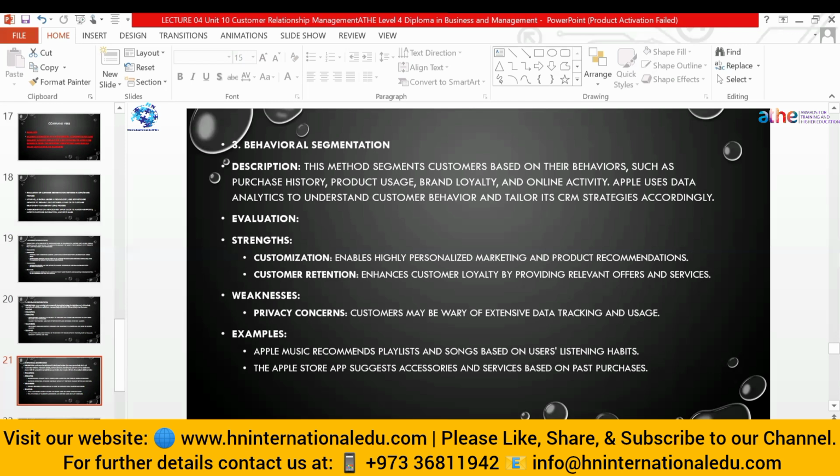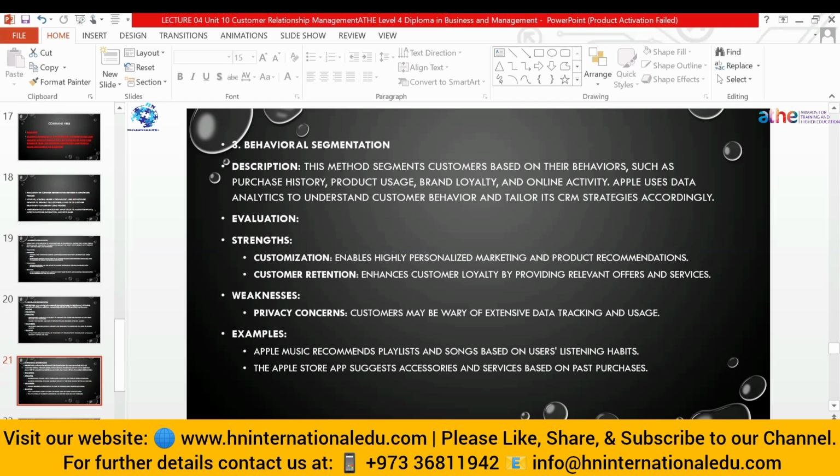That is, whatever we are liking. Sometimes we're liking the reels, the posts, and we even accidentally follow a few pages too. Apple uses data analytics to understand consumer behavior and tailor its CRM strategies accordingly. Evaluation: customization enables highly personalized marketing and product recommendations. Like if you are going with the products of Apple, they're going to show you high-end ads.